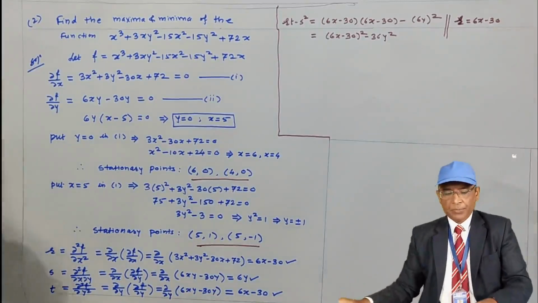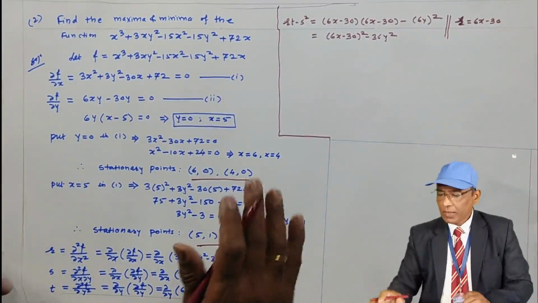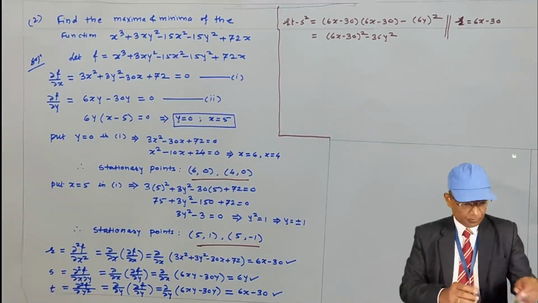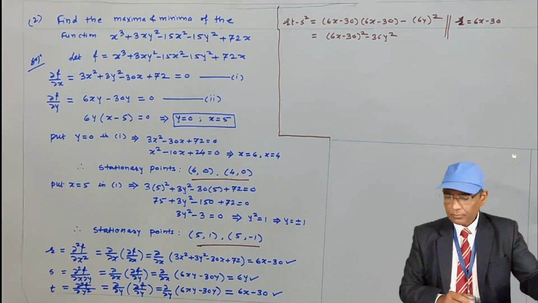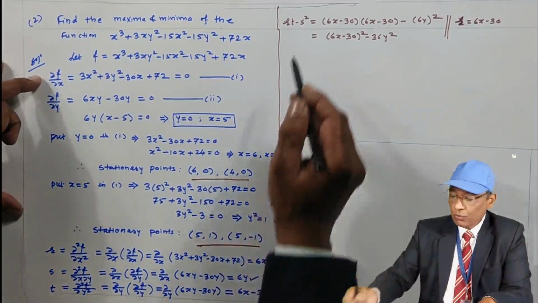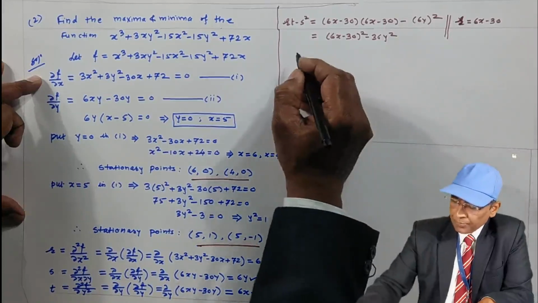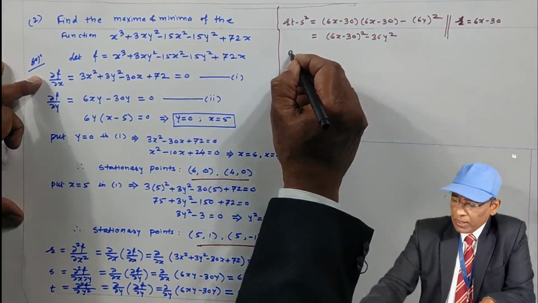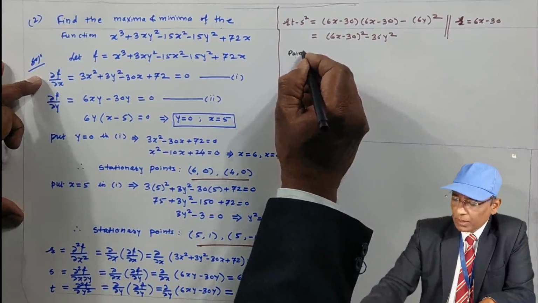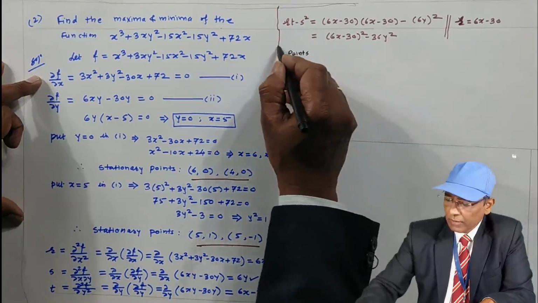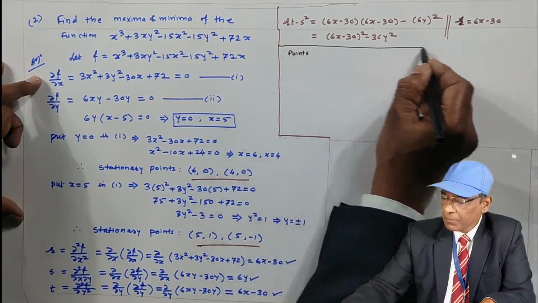Right? RT minus S square in terms of x and y, and R in terms of x and y, we have obtained. Now at all those 4 points, I want the values of this. Now see the points here in tabular form, because I have to finish this in minimum steps.